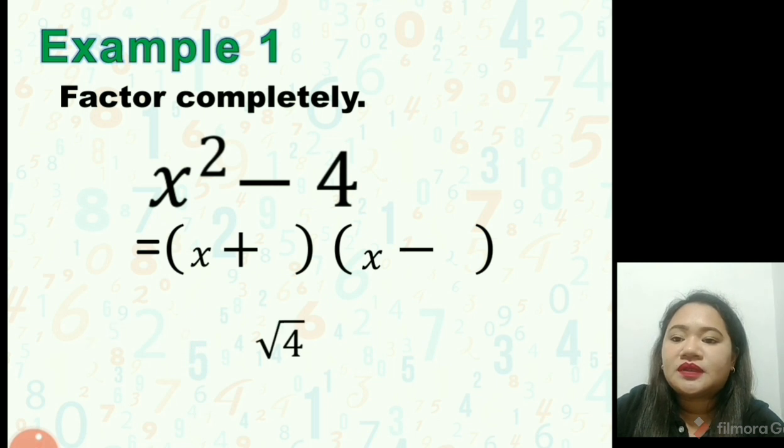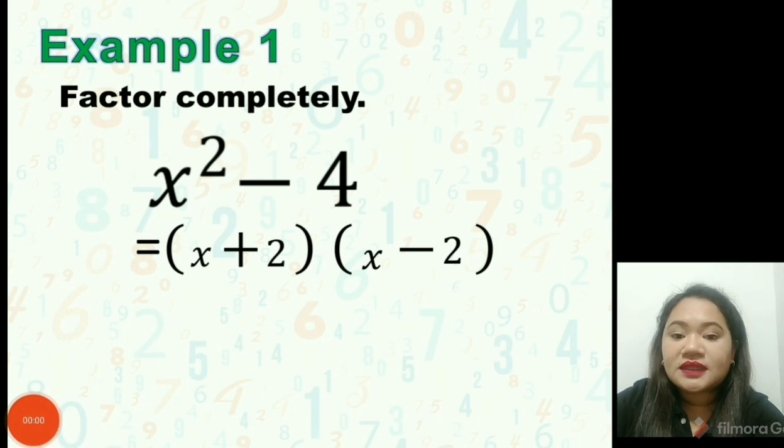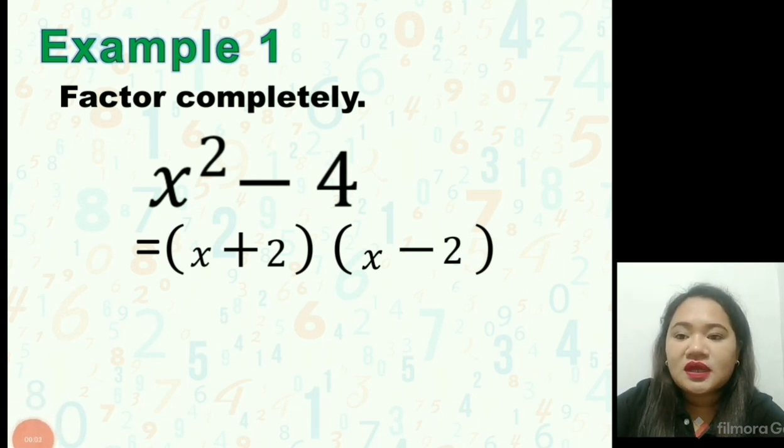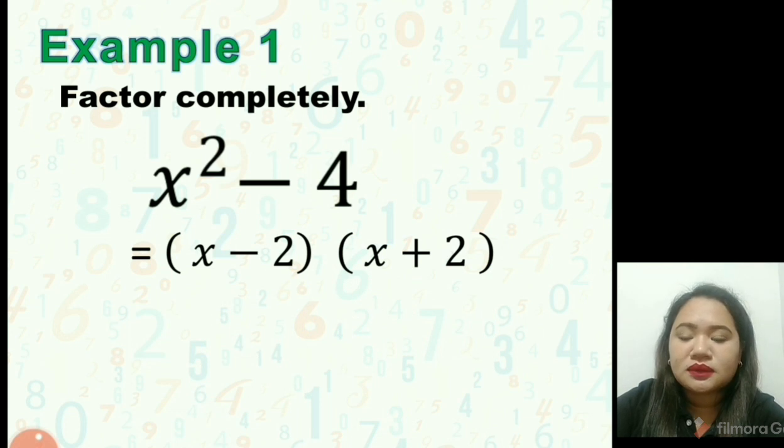Next, get the square root of the second term. The square root of 4 equals 2. This will be the second term of our binomial factors. The answer is quantity x plus 2 times quantity x minus 2. This is the same as quantity x minus 2 times quantity x plus 2 because multiplication is commutative.